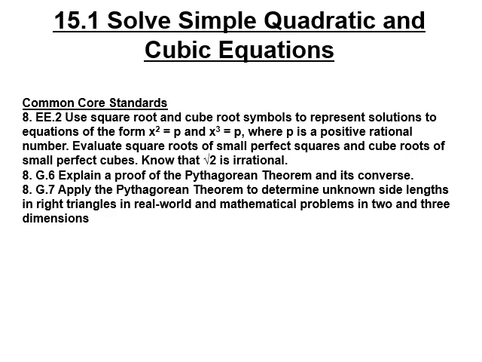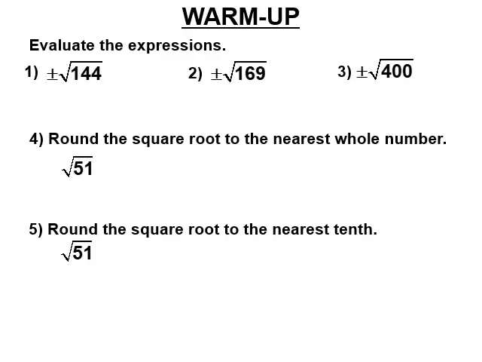All right, welcome to 15.1, Solve Simple Quadratic and Cubic Equations. So we're going to use what we learned in the last unit in this unit, so we better review. The positive and negative square roots of 144 are 12 and negative 12 in any order. Do the rest of them.